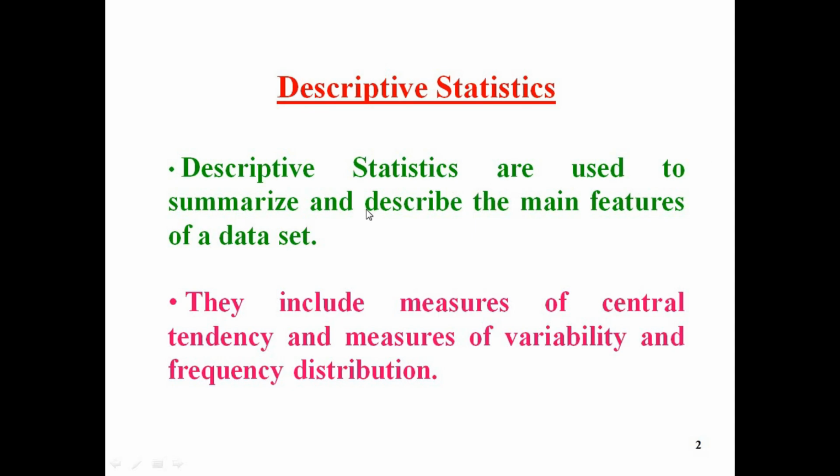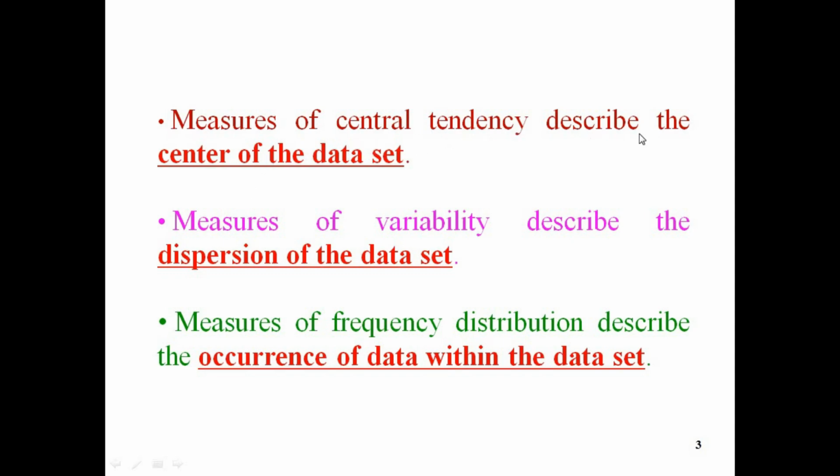Descriptive statistics. We use descriptive statistics to summarize and describe the main features of a dataset. They include measures of central tendency, measures of variability and frequency distribution. Measures of central tendency describe the center of the dataset, that means the central value of the dataset. Measures of variability describe the dispersion of the dataset, that means how dispersed it is from the original units of the data. And measures of frequency distribution describe the occurrence of the data within the dataset.